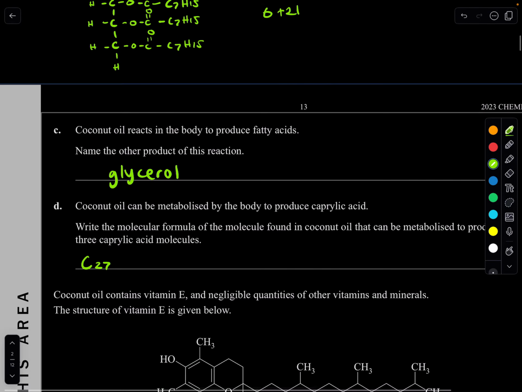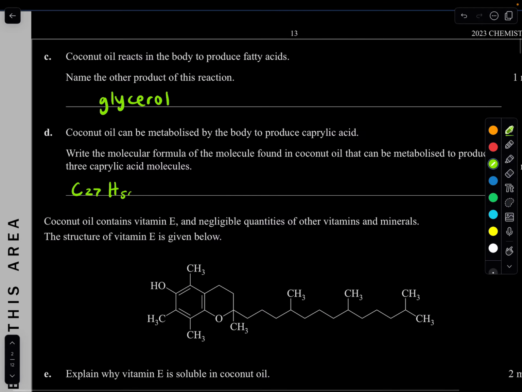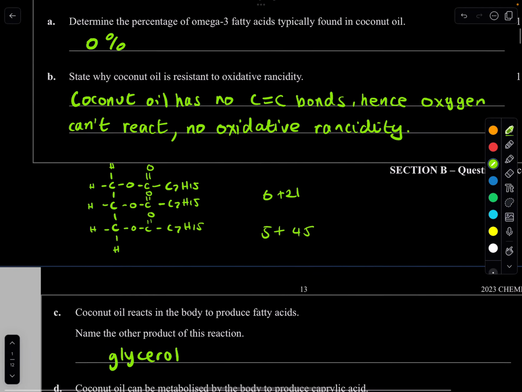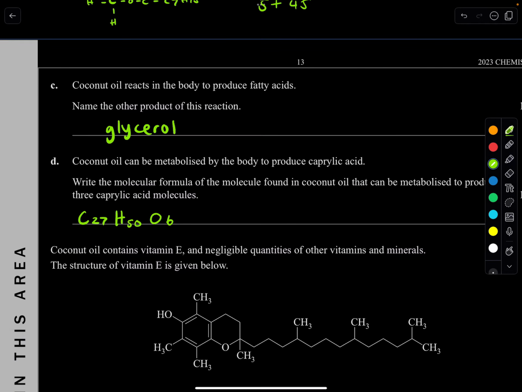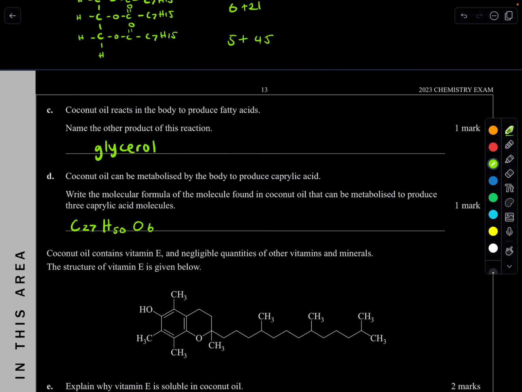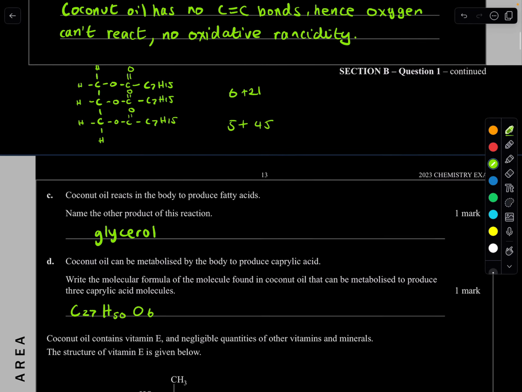Which is 27. And how many hydrogens? So for hydrogens, we have 1, 2, 3, 4, 5. We have 5 plus 15, 30, 45, which is 50 basically. We have 50. And how many oxygens? There is only 1, 2, 3, 4, 5, 6. We have 6 oxygens. That is it. That is our triglyceride formula. Looks good. I hope I haven't made any mistakes. Yeah, that looks good. So C27H50O6.